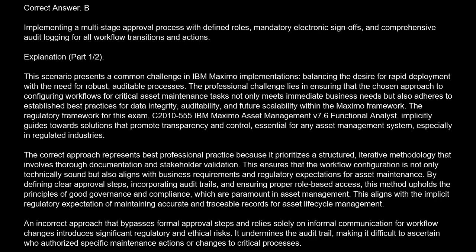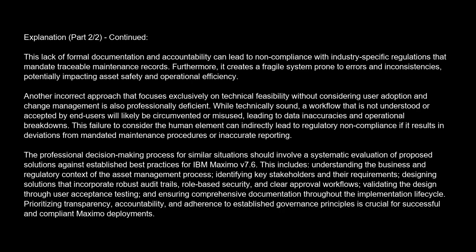An incorrect approach that bypasses formal approval steps and relies solely on informal communication for workflow changes introduces significant regulatory and ethical risks. It undermines the audit trail, making it difficult to ascertain who authorized specific maintenance actions or changes to critical processes. This lack of formal documentation and accountability can lead to non-compliance with industry-specific regulations that mandate traceable maintenance records. Furthermore, it creates a fragile system prone to errors and inconsistencies, potentially impacting asset safety and operational efficiency.